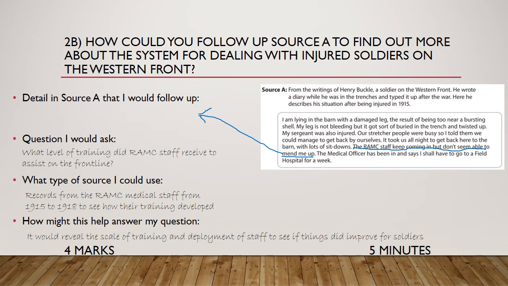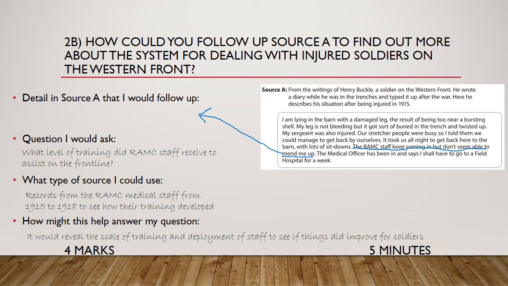Right, so we get to 2B. How could you follow up source A? This is the last part of section A, and it's the last part of the Western Front questions. So we look back at section A, which is on our right hand side, and it's asking for 4 separate points, 1 mark per point, but they've all got to connect. So you can't just have random question, random detail. So the first thing is, source A was all about that guy who was wounded, and he talks about the staff, the RAMC, probably being a little bit disorganised.